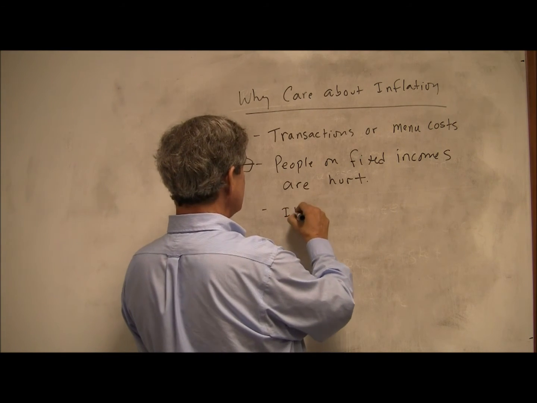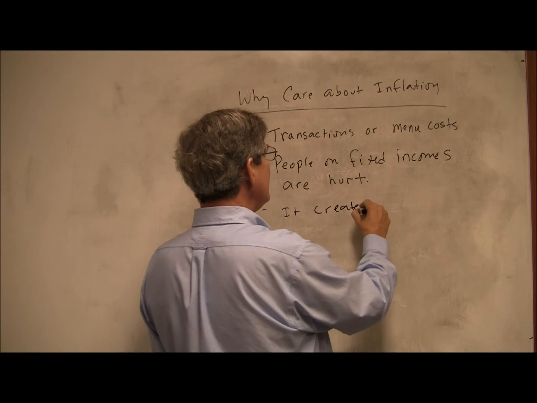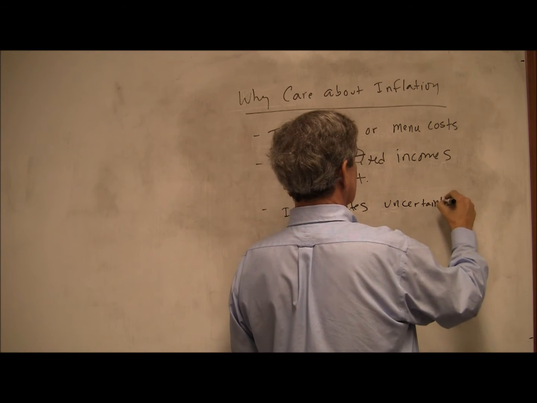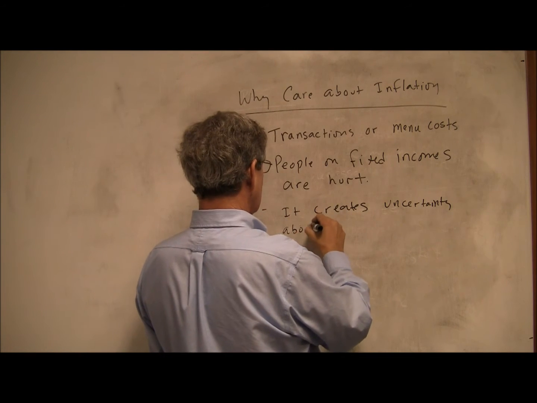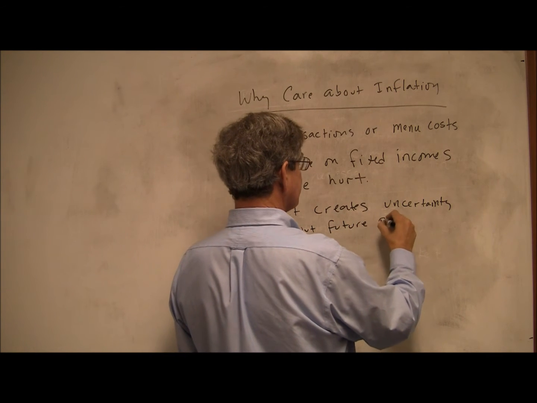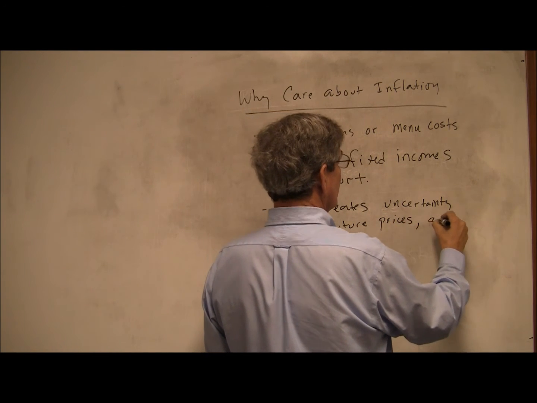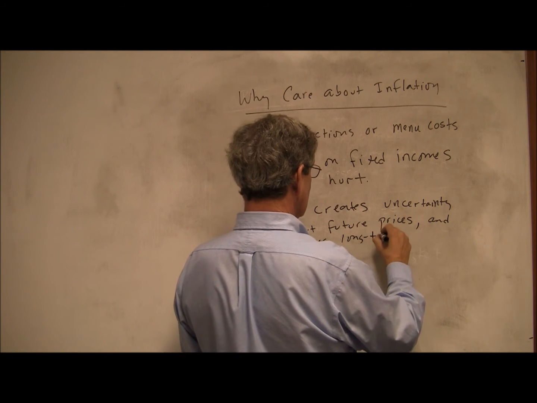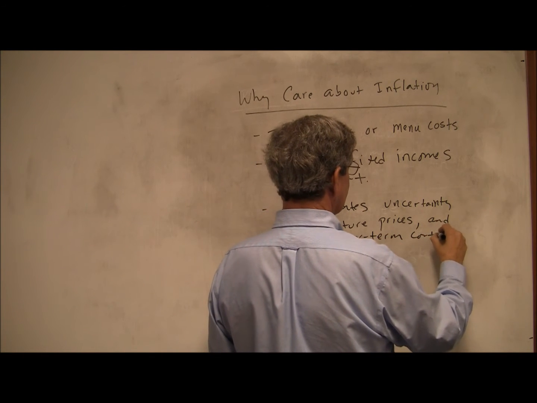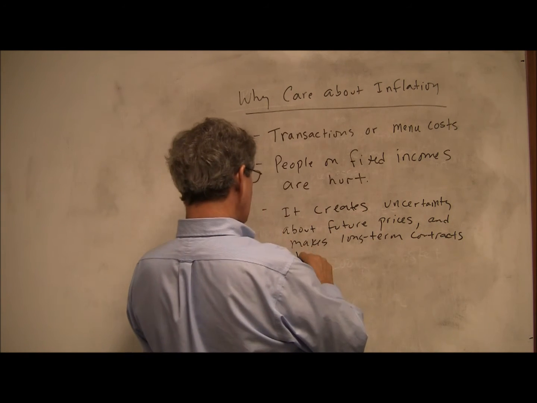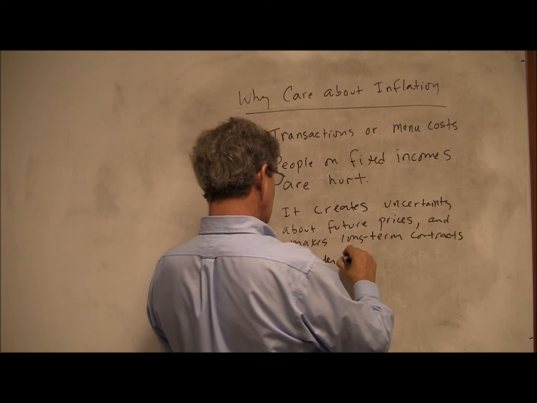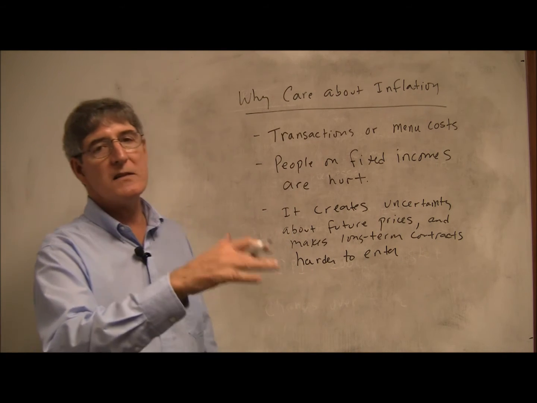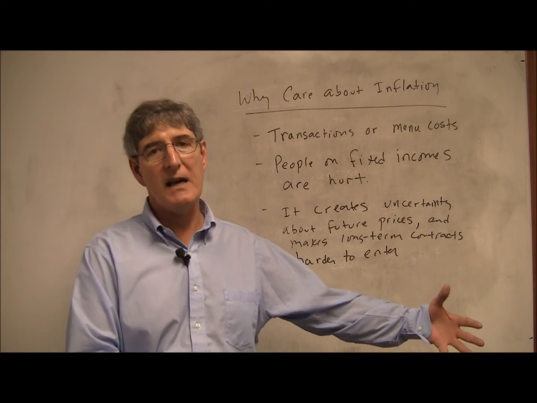It creates uncertainty about the future. This is particularly true with variable inflation. Uncertainty about future prices makes long-term contracts harder to enter. So it's much more difficult, if you don't know what prices are going to be 5 years from now, to enter into a 10-year contract.